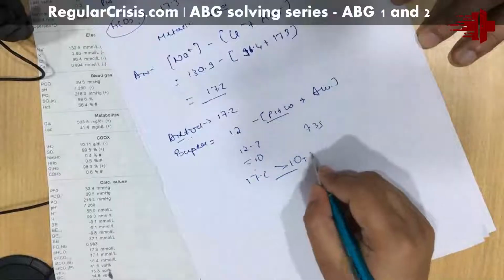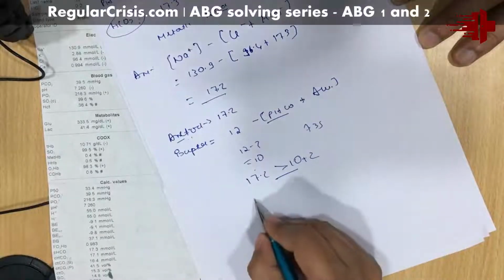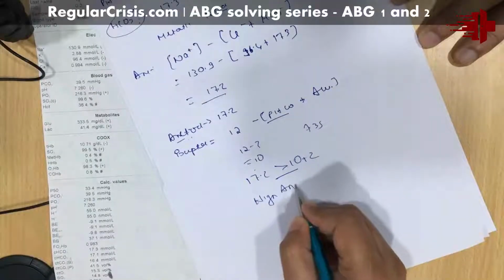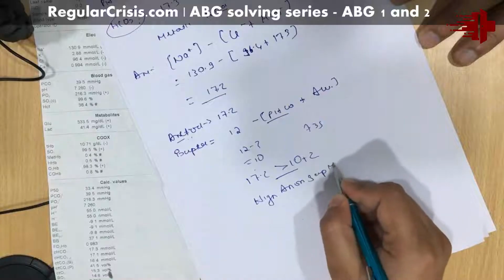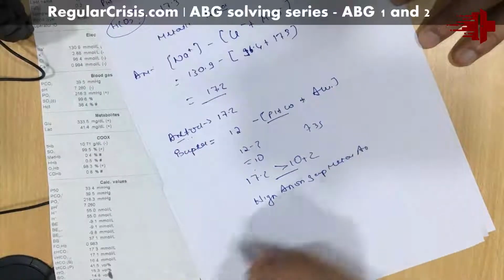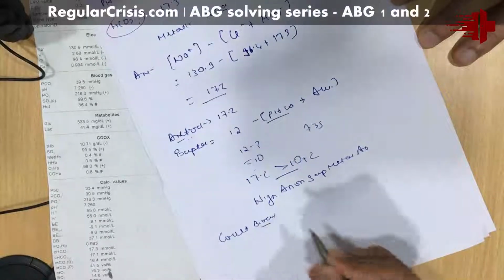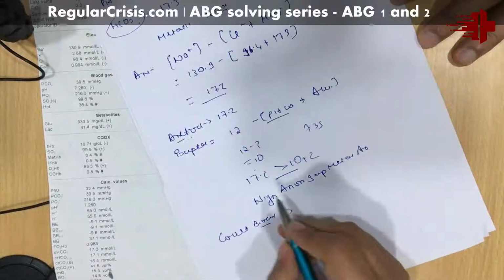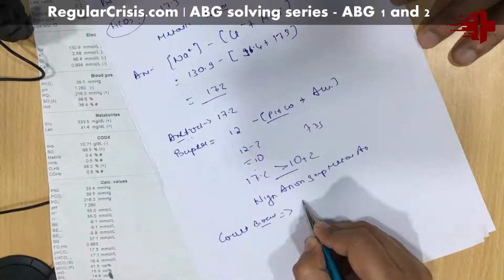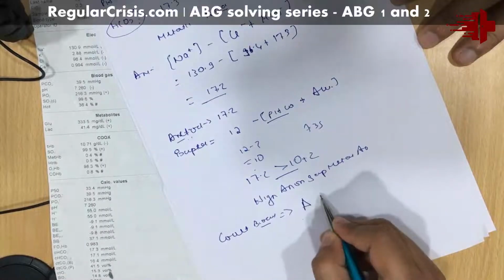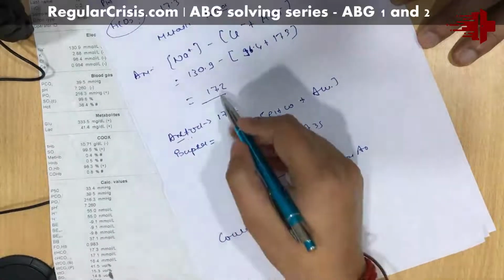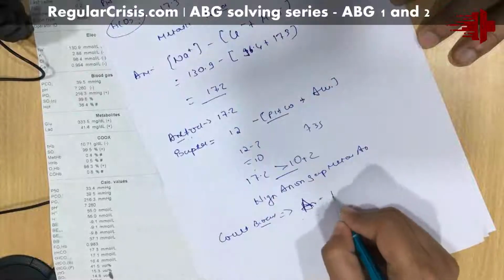Okay. So it is high anion gap metabolic acidosis. Now once you have high anion gap metabolic acidosis, you need to calculate the corrected bicarb to see whether another disorder is present or not. The corrected bicarb is calculated by the delta anion gap plus actual bicarb.